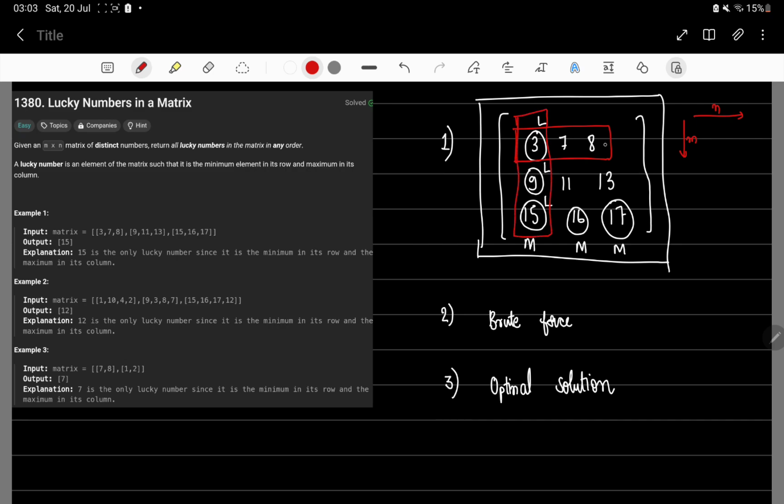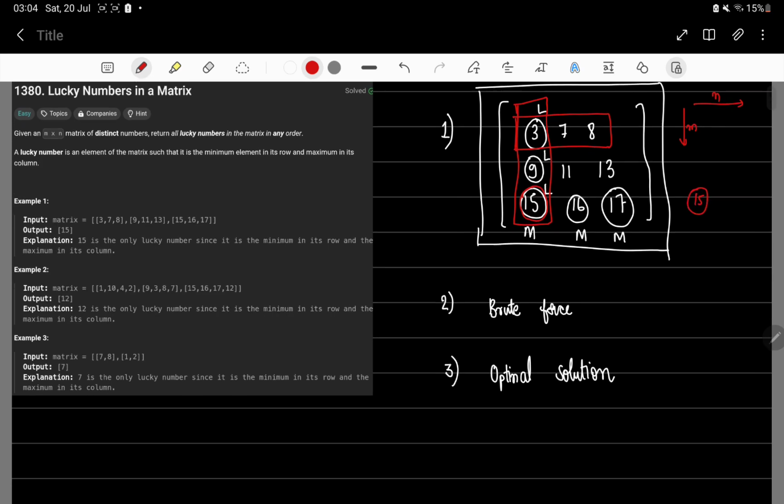So accordingly, we can see that 3 is the least, 9 is the least, and 15 is the least in its respective rows, and in the columns 15, 16 and 17 are the maximums of the respective columns. So over here we can see that number 15 is the least in its row as well as the maximum in its column. So 15 is our answer in the output.